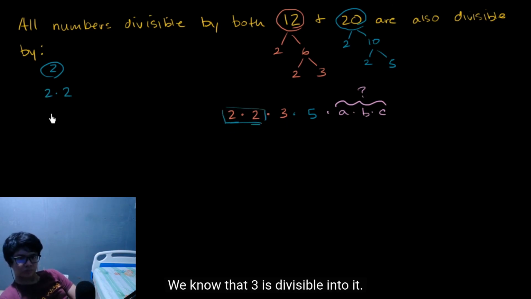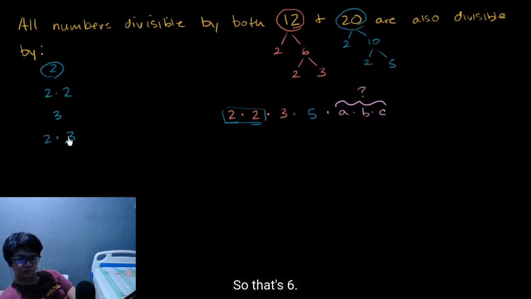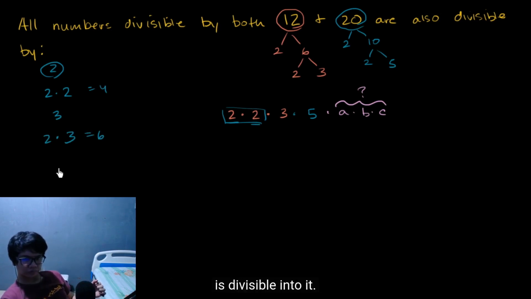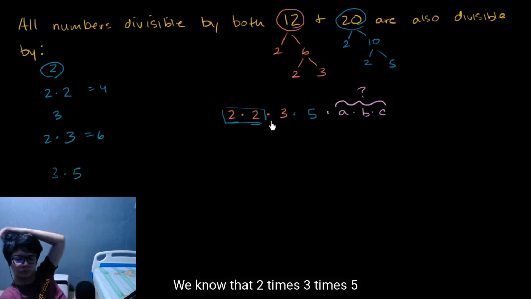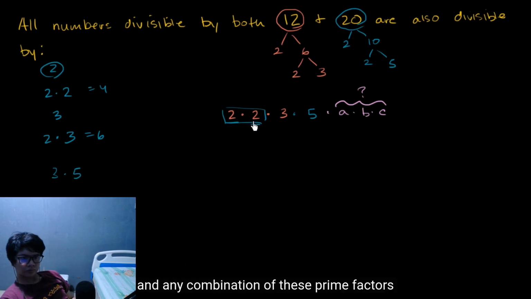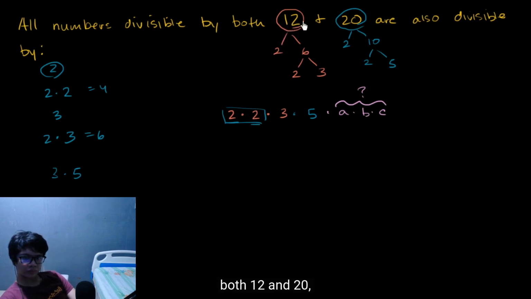We know that 3 is divisible into it. We know that 2 times 3 is divisible into it. So that's 6. Let me write these. This is 4. This is 6. We know that 2 times 2 times 3 is divisible into it. I could go through every combination of these numbers right here. We know that 3 times 5 is divisible into it. We know that 2 times 3 times 5 is divisible into it. So in general, you can look at these prime factors, and any combination of these prime factors is divisible into any number that's divisible by both 12 and 20.